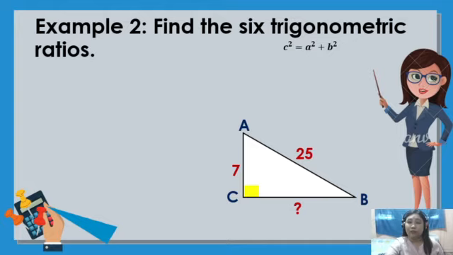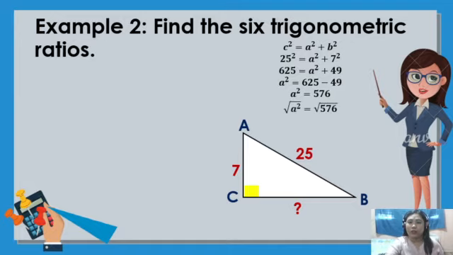So, we have here C squared, that is 25 squared, is equal to A squared, our missing side. It remains there, plus our B squared, which is 7 squared. Evaluate: 25 squared, that is 625, is equal to A squared plus 7 squared, that is 49. Combining like terms, A squared is equal to 625 minus 49. So, A squared is equal to 576. Get the square root of both sides. So, we have A is equal to 24.